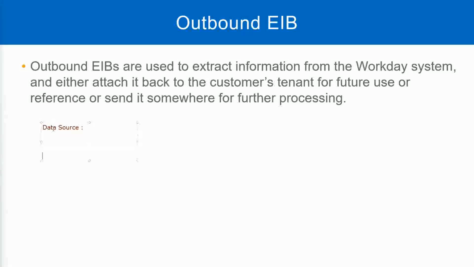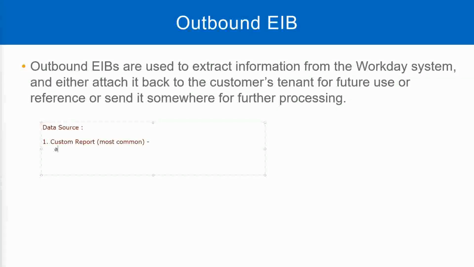There are two types of sources of data for an EIB. Number one is a custom report. Remember, we have talked about custom reports. So you can use that custom report as a source of data. This is the most common approach that we will use. Custom report, okay. But can we use any custom report as our data source? The answer is no, right?